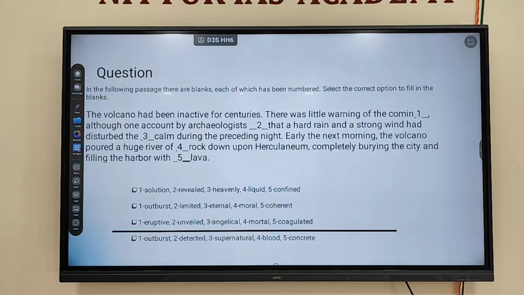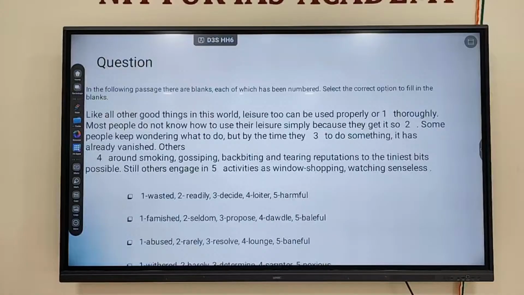Option C. We thought it was D. How come coming eruptive comes outburst? Let me check. The answer is D only. I just want to be sure the answer is D only. Okay. Next one.